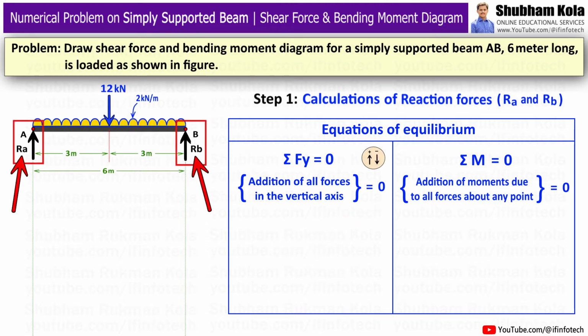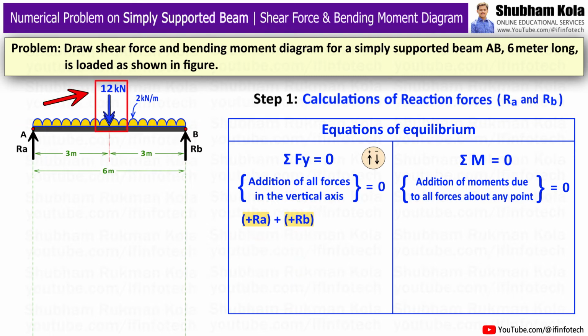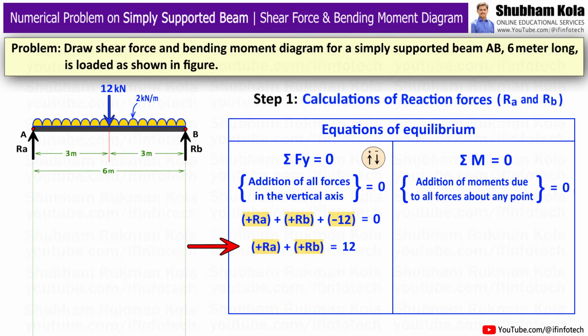Here RA and RB are the vertical reaction forces. So as per the sign convention, I will add these forces with positive sign. And the converted point load of 12 kN is acting on the beam in downward direction. So as per the sign convention, I will add this force with negative sign. Therefore, after calculating, we get the equation RA plus RB equal to 12 kN. I will give this as equation number 1.